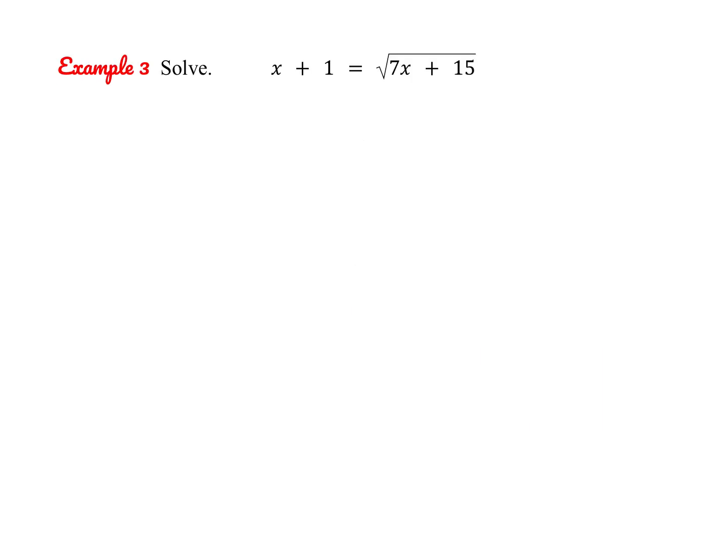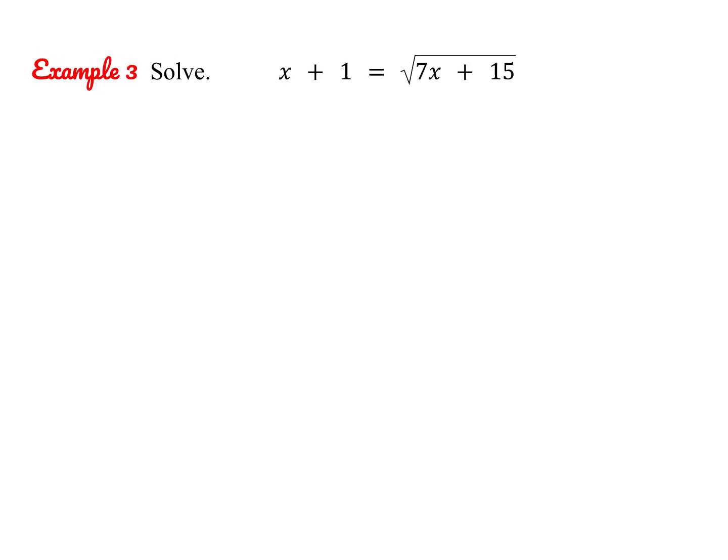All right, let's try another one together that's a little bit trickier. So here we can see that our square root term is already isolated. So we are going to go ahead and square both sides. But you'll notice that when I square both sides, I put parentheses around it before I squared it. That's really important because for this problem, you have to square the entire side, which actually becomes x plus 1 times x plus 1.